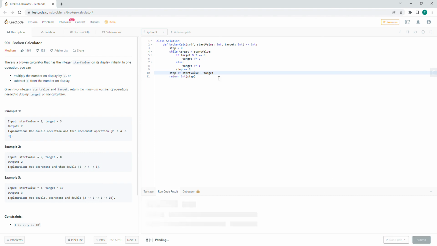So time complexity is big O of n, because we will cycle through each element in target such that it's greater than the start value. So this is basically working backwards to find the target value. Big O actually is big O log target value. And space complexity is big O of constant space because we were just returning a number.